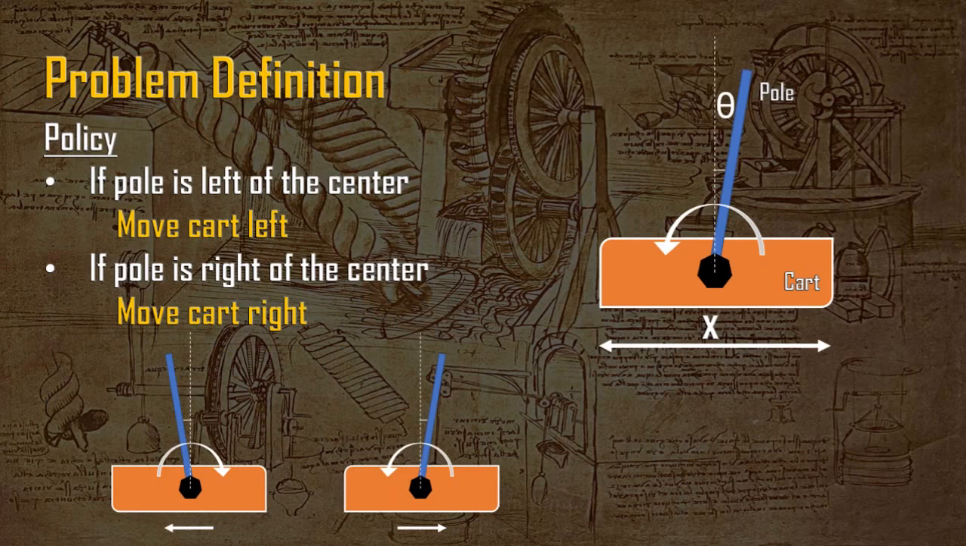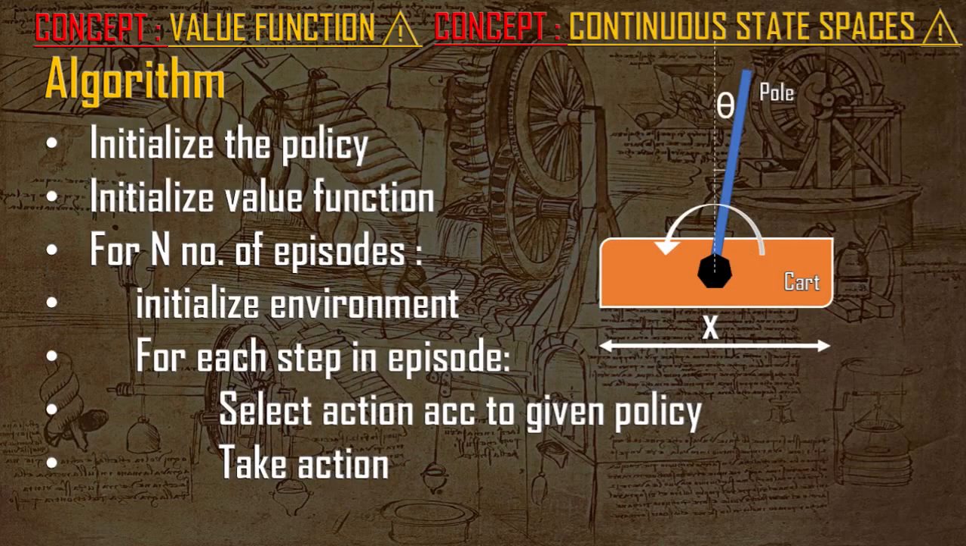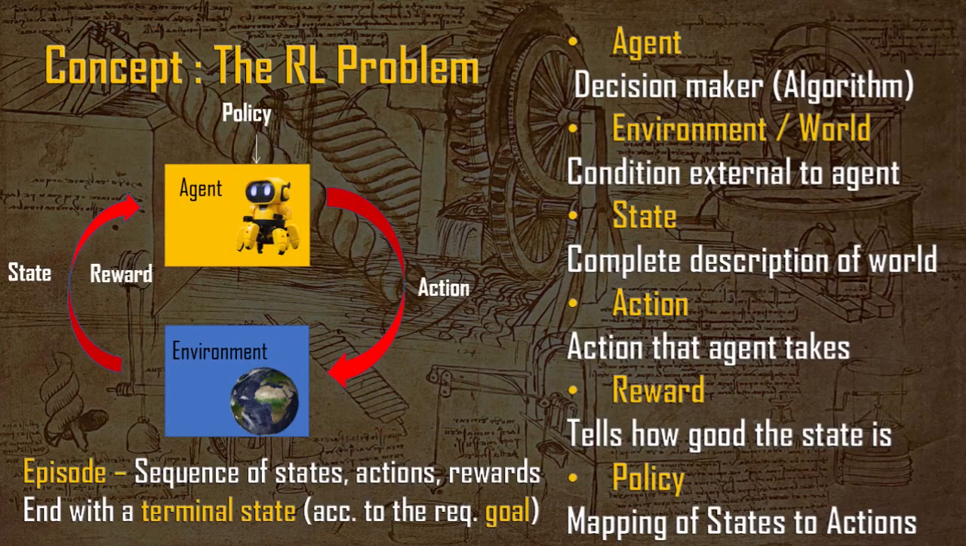So talking about policy now, the policy is also very simple in this case. If the pole is left of the center, then we move the cart left, and if the pole is right of the center, then we move it right, just like simple balancing. And now let's cover the algorithm, and before covering the algorithm, I want to cover a few basic concepts here.